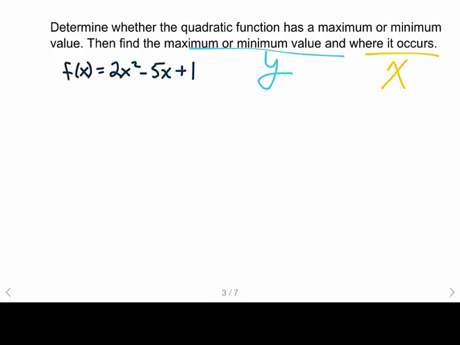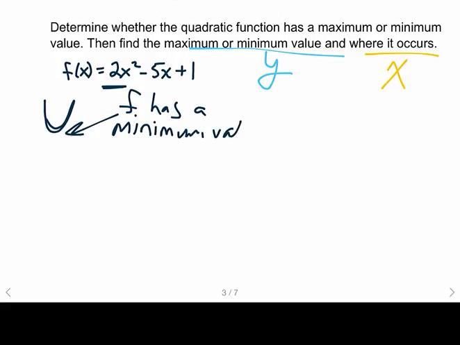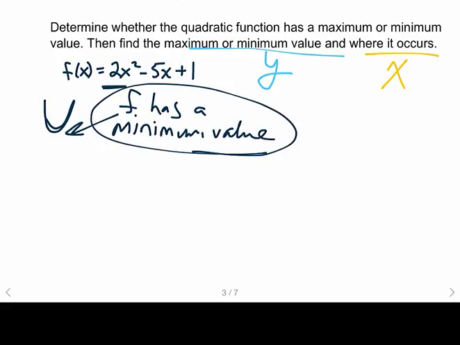Because f of x equals 2x squared minus 5x plus 1, that leading coefficient is positive, and so this graph would open up. We aren't graphing it, but a parabola with a positive leading coefficient opens up. That being the case, there is a minimum value. So f has a minimum value. Now we have to find out what it is and where it occurs.